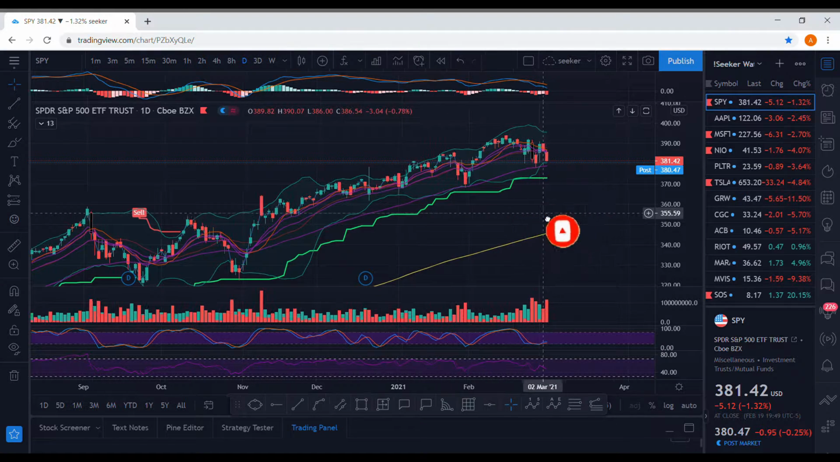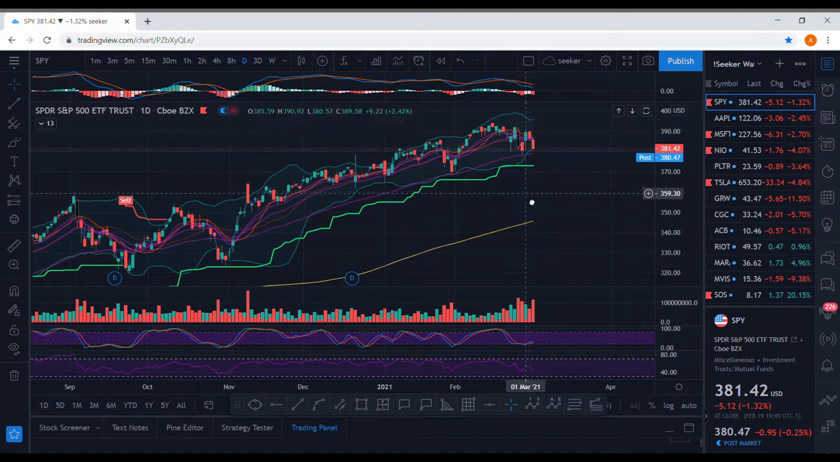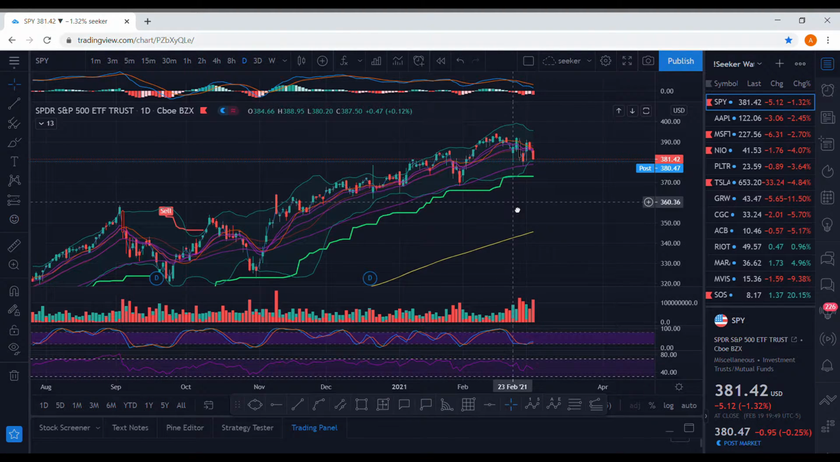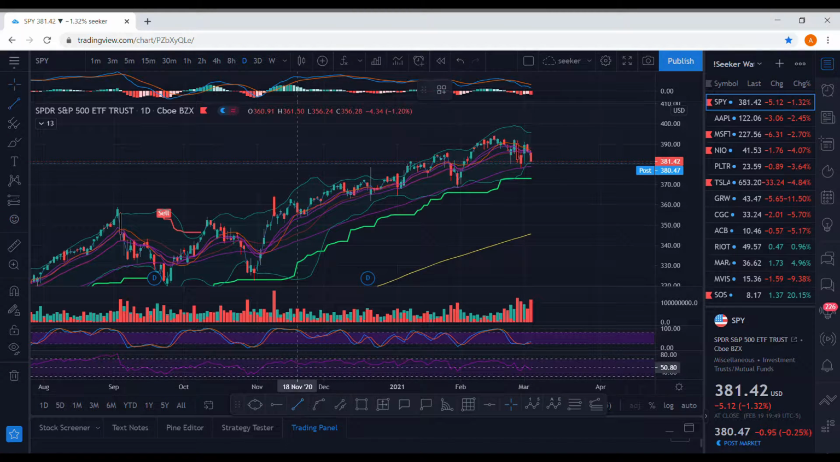Today I will be going over trend lines. So, trend lines are used to identify a trend and find your resistance and support levels. We're just going to be going over SPY.